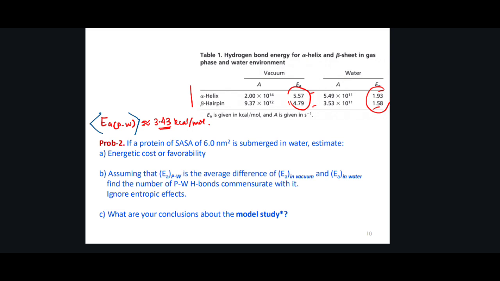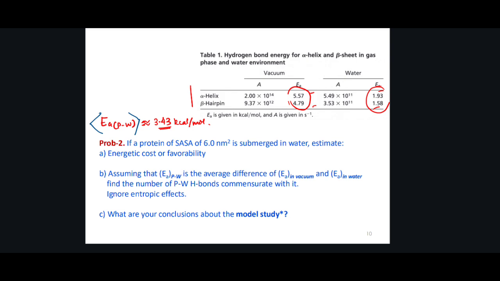Protein in vacuum, protein in water, I'm simply saying it is a difference in that. And I notice that alpha helix and beta sheet have different numbers, because for a given protein I don't know how much alpha helix and how much beta sheet there is. So I'll make a simplistic argument that the protein water activation energy is simply an average of those two, and that is what we have done. Got it?